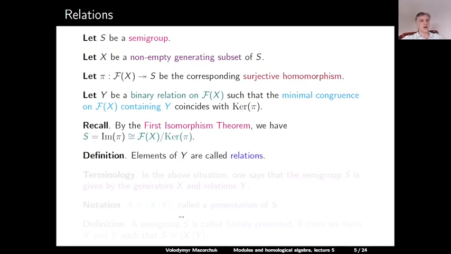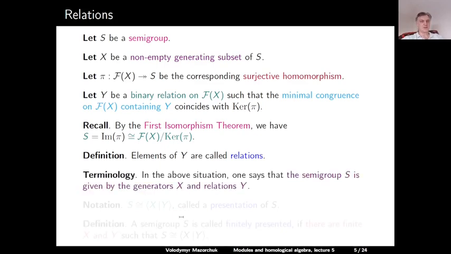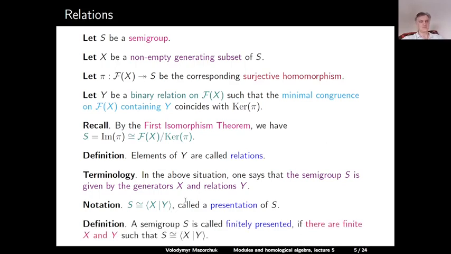Definition: the elements of Y are called relations. And in the situation as described above, one says that the semigroup S is given by the generators X and relations Y. And this is denoted as follows. So the semigroup S is given by generators X and relations Y. So we put a vertical line between them and take them into triangular brackets. And this is called a presentation of S. So we define S in terms of generators and defining relations.